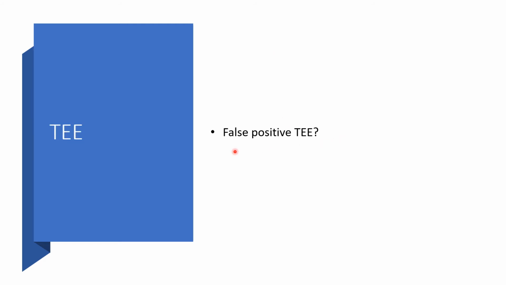Is it possible to have false positive TEE? Yes, it is possible. We can have false positive transesophageal echo when there's cardiac tumor, when there's mural thrombus or fibrous strands on aortic valve.